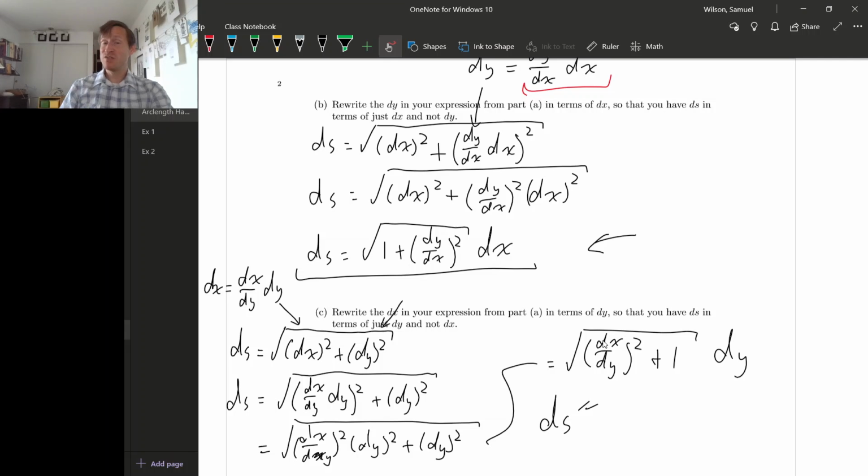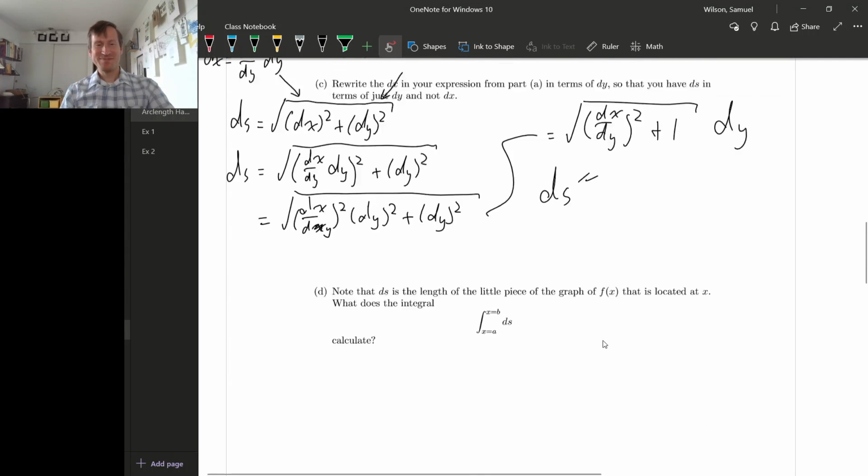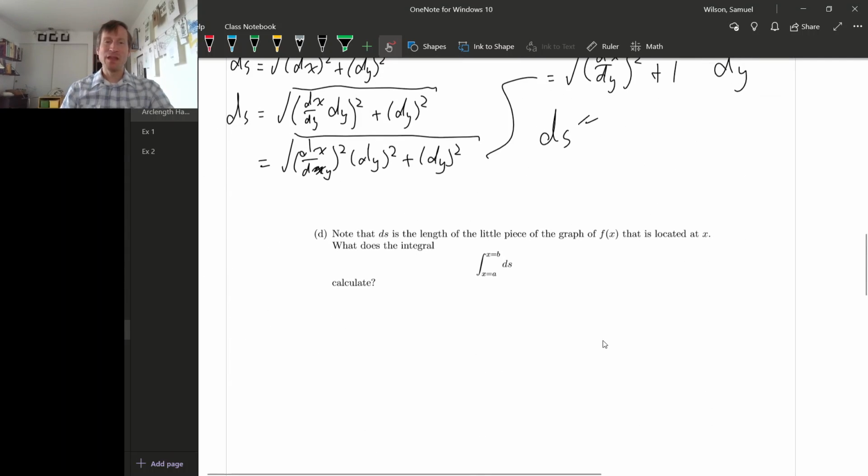All right, go ahead and pause this video and look at letter D. Okay. So ds is the length of that little piece of a graph. So what does this integral calculate?